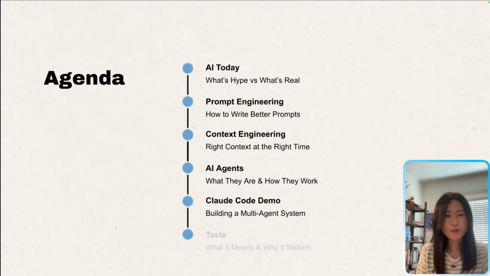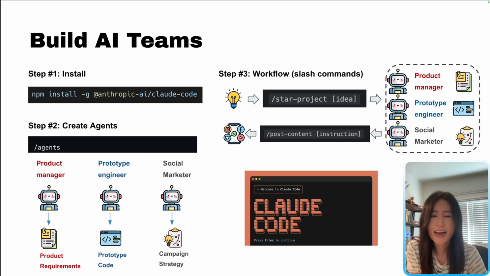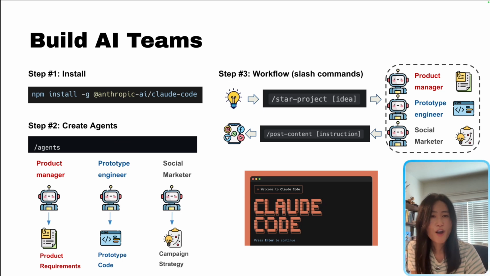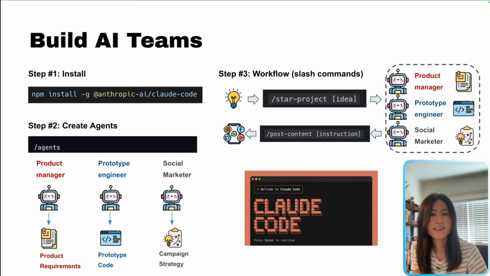So next, I'm going to show you how to build a multi-agent system using Claude Code. It's very easy to build an AI team using Claude Code. For people who have not heard of Claude Code, this is an AI-assisted coding tool by Anthropic. Step 1 is you need to install this. Step 2 is create agents.